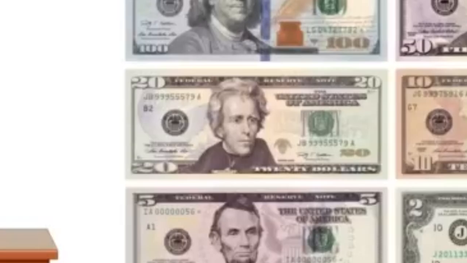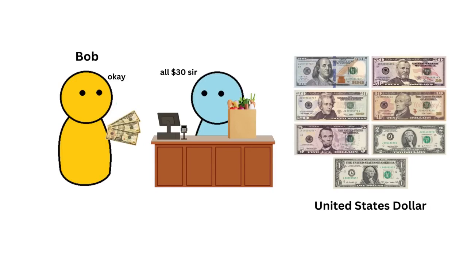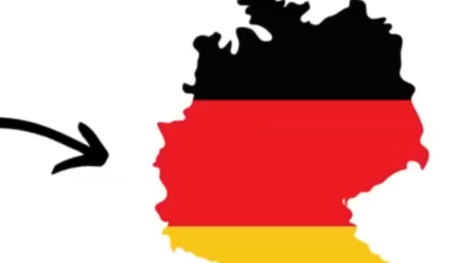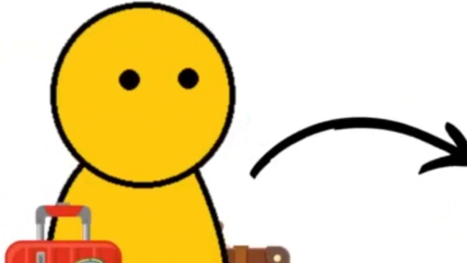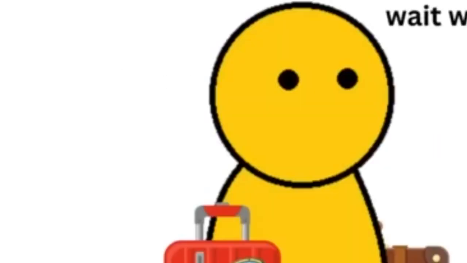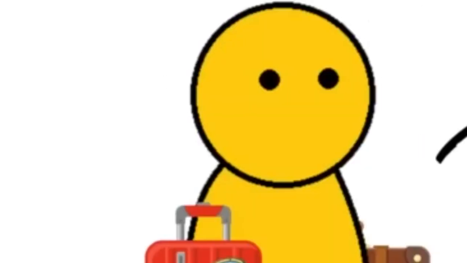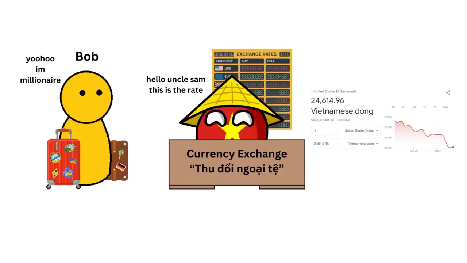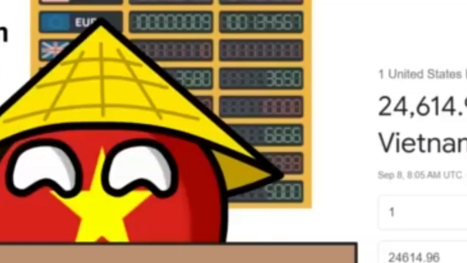Bob lives in America, where he uses the US dollar almost every day. He wants to travel to Germany, which uses the euro as its currency. But when Bob tries to exchange his money, he finds that 1 US dollar is equal to 90 cents euro. Then Bob goes to Vietnam, where 1 US dollar is equal to 25,000 dong.